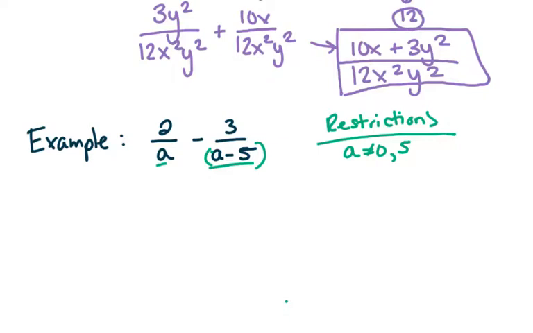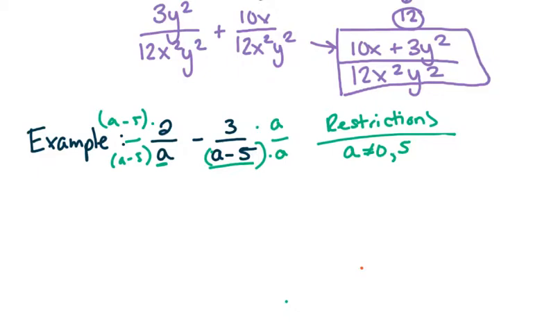And then I have a as a factor. And so I have an a, but I'm missing the a minus 5, so I'm going to multiply the whole a minus 5. And I'm also going to do it to the top. And then on the other side, I'm missing just the a, so I'm going to multiply just the a, and what I do to the bottom, I have to do to the top.